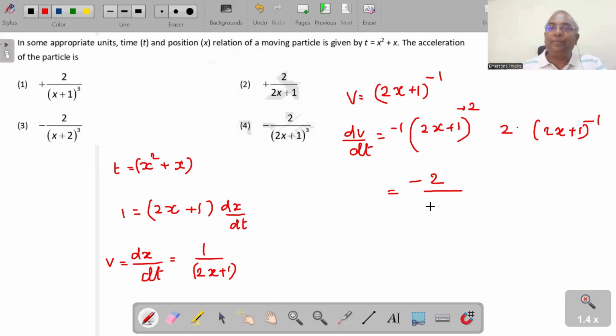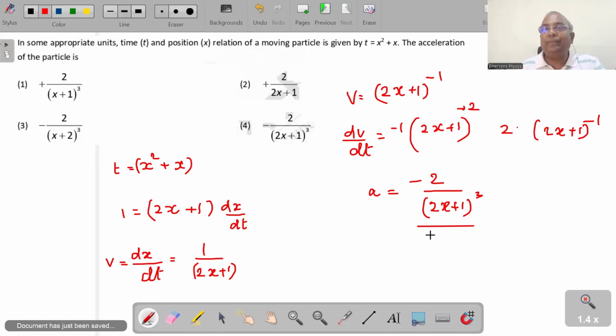-1, it will become 2x plus 1 to the power of 3. This will be the answer. So the answer is, acceleration is -2 divided by 2x plus 1 to the power of half. So first differentiation, second differentiation, you will get an acceleration.